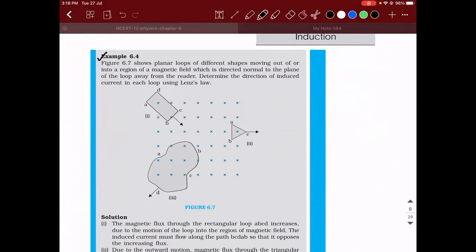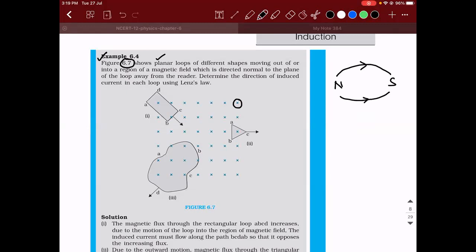So if you take this example 6.4, in this figure 6.7, it shows planar loops of different shapes moving out of or into a region of magnetic field which is directed normal to the plane of the loop away from the reader. Means the paper is receiving the magnetic field. Right? If I give you a north pole and south pole, which pole has the tendency to emit the field lines? It is the north pole, and the south pole has the tendency to receive the magnetic field lines. I hope this concept is clear for everyone.